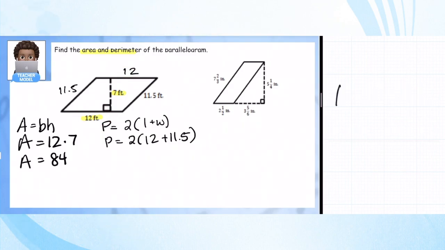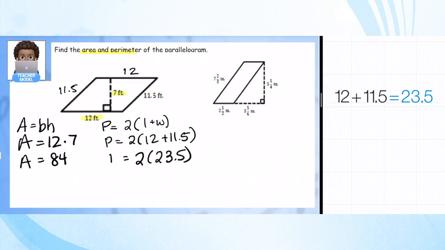So let's do what's in parentheses first. I'm adding these and you would get 23.5. And 2 times 23.5 gives us 47. We'll do the same thing with the next one.